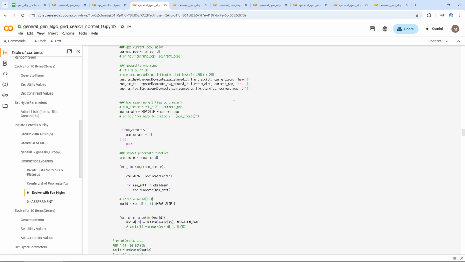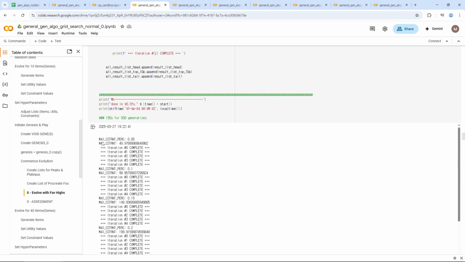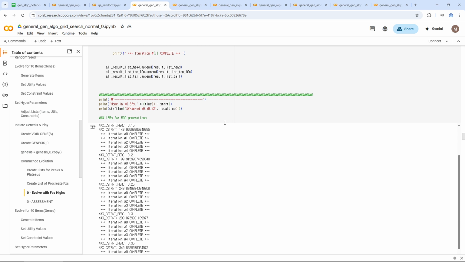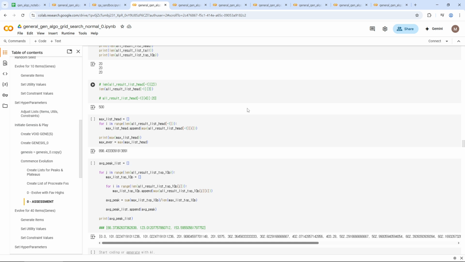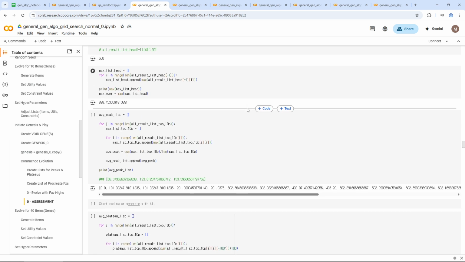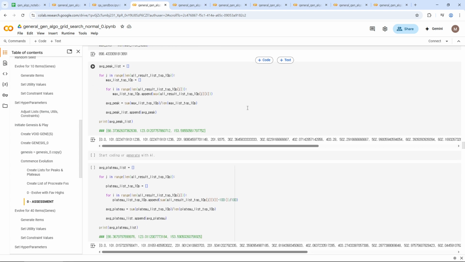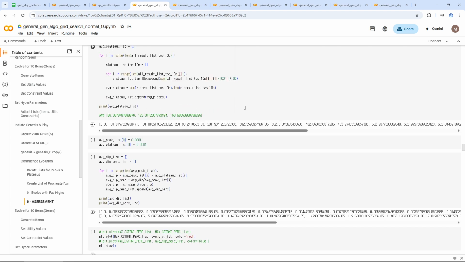So for the first one, where max constraint percentage is at 0.05 or 5%, the max constraint is at 49.97 something, and I iterate for 5 times, and then store all the values so that I can do something with it, to find out the average peak and the average plateau, and the average dip list, average dip sizes and average dip percentages.